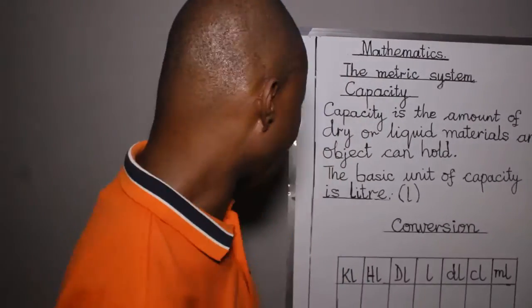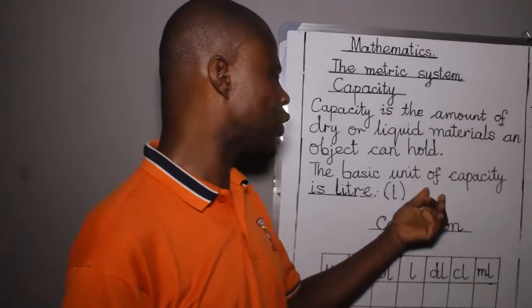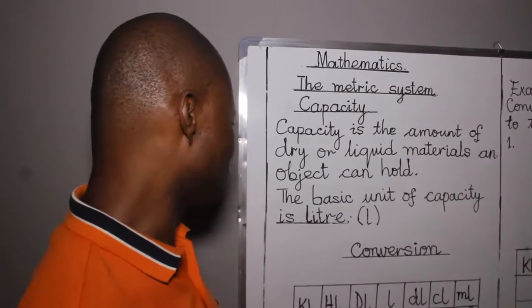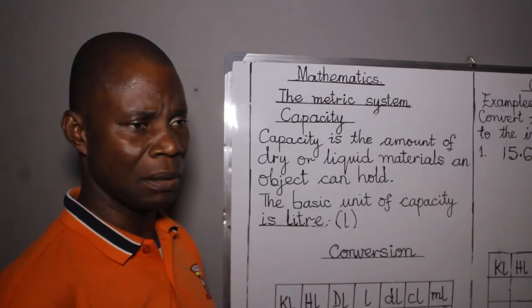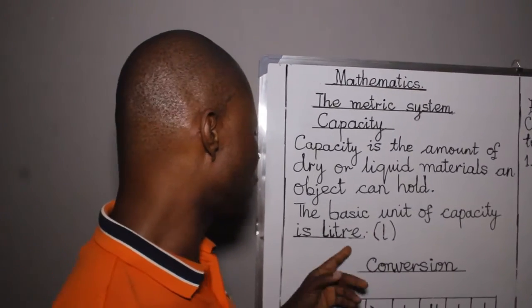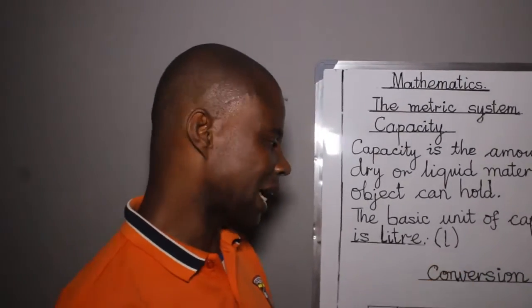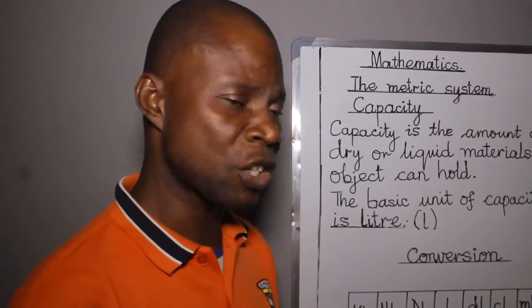Now let's proceed further. Units. The basic unit of capacity is the liter. Liter in the British system is spelled this way, but in the American system it is spelled with an E before the letter R. The abbreviation is the letter L. Now let's go quickly to conversion.